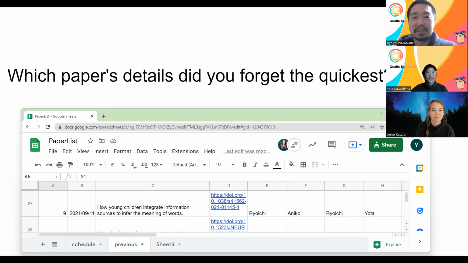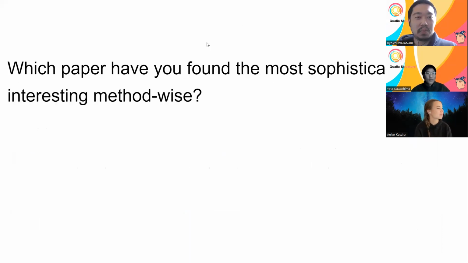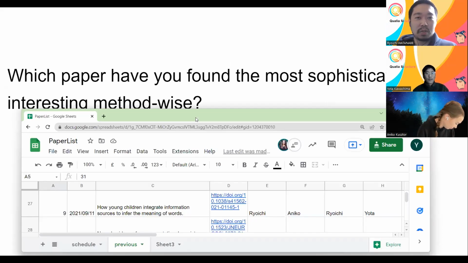Okay, so let's go to the next question. Which paper have you found the most sophisticated or interesting method-wise? Okay, this time I will answer this question first.